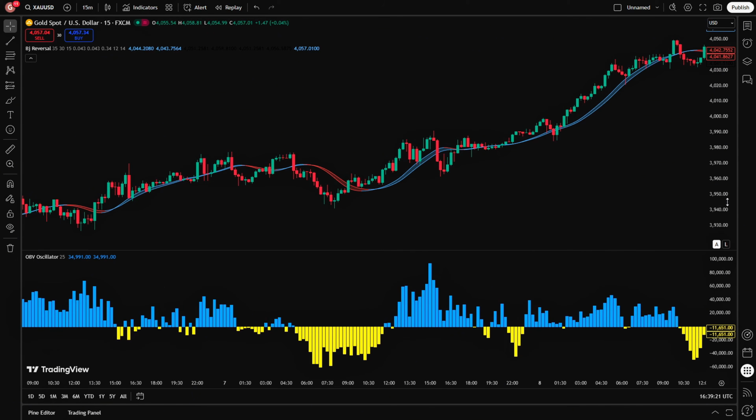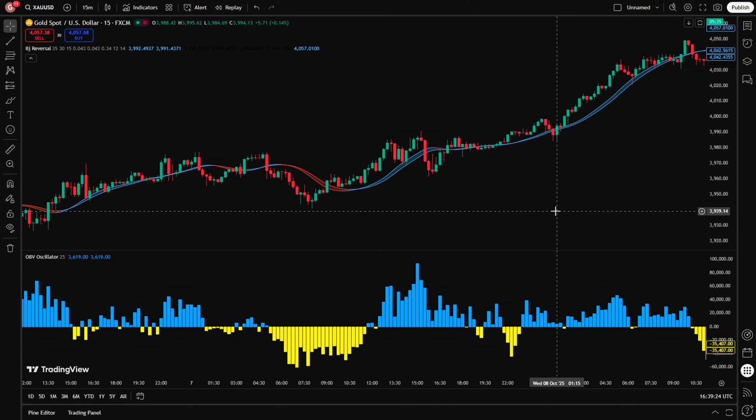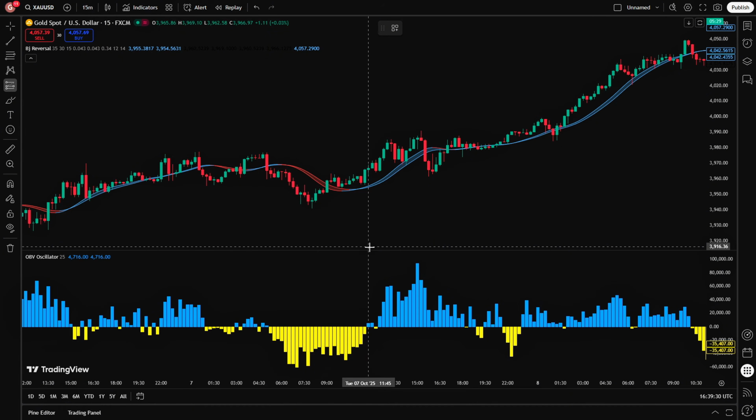Buy setup conditions. To identify a valid long buy opportunity, make sure all of the following conditions are met. Trend confirmation, T3 indicator. Both T3 trend lines turn sky blue, signaling a bullish environment. Price should also be trading above both lines, which confirms that the short-term trend is in sync with the broader upward momentum.